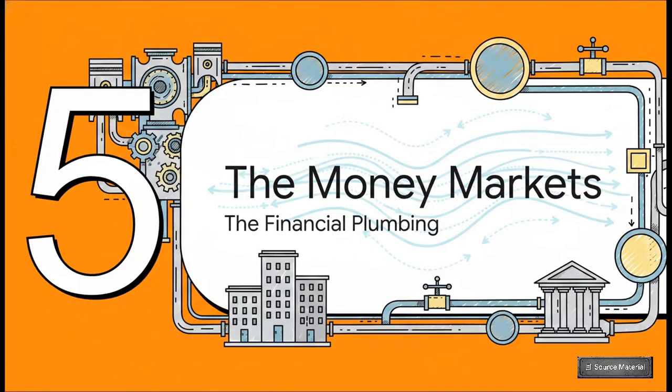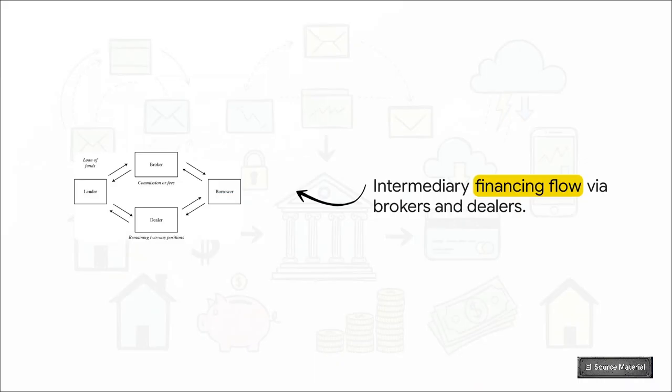Let's move to Part 5, the money markets. If the bank is the engine, the money markets are the vital plumbing connecting everything together. The money markets are where short-term funds actively flow between the players who have extra cash and the players who desperately need it. In this world of indirect financing, you have brokers who simply connect a lender and a borrower for a fee without taking on any of the risk themselves.